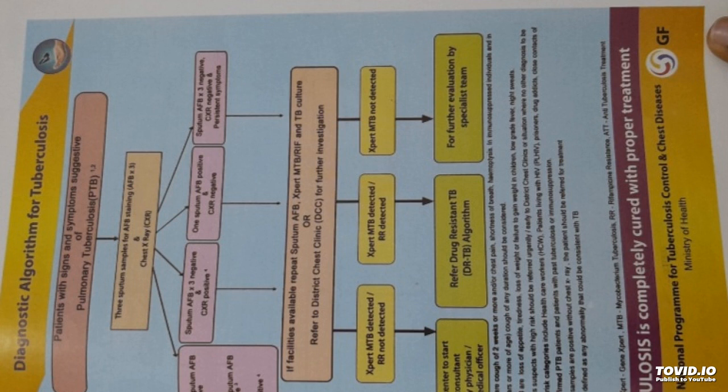So we have to monitor. There's this book in the OPD called the presumptive TB register. We do not know whether they have TB. We have not done any investigation, but we think they might, and it would be better to check them out. So we just register them in the book. And the district chest clinic.